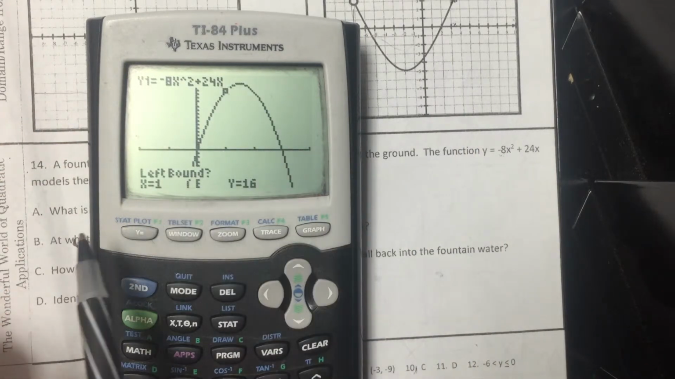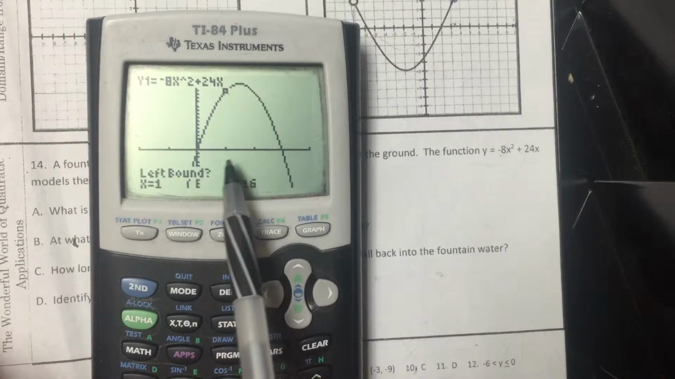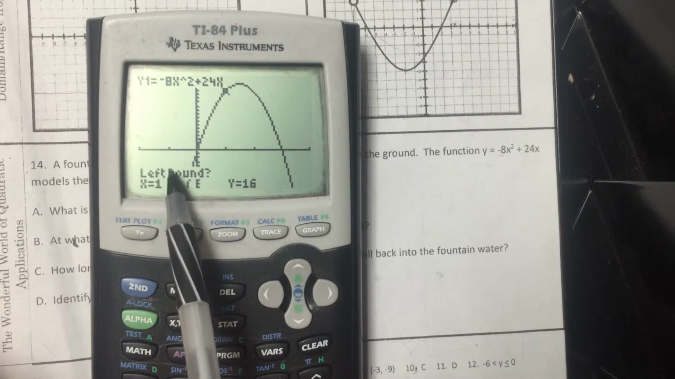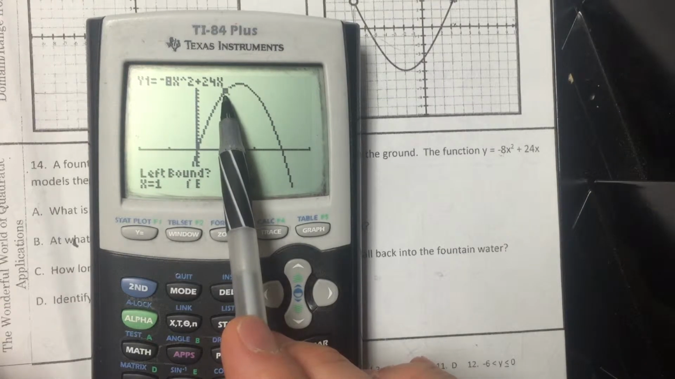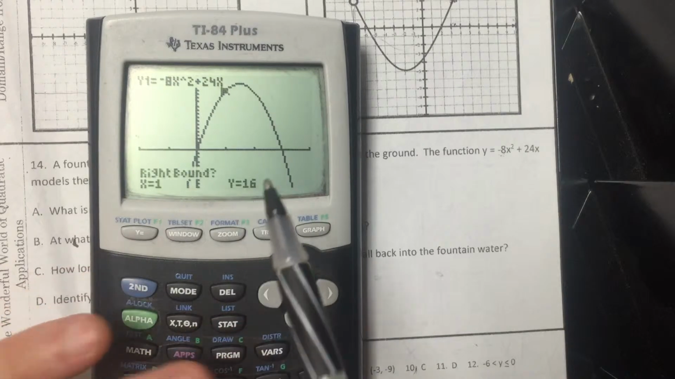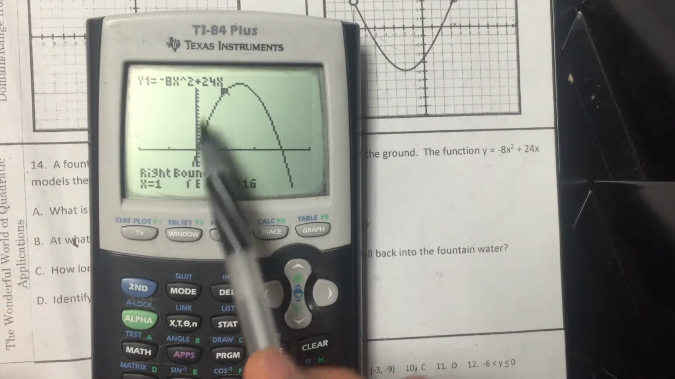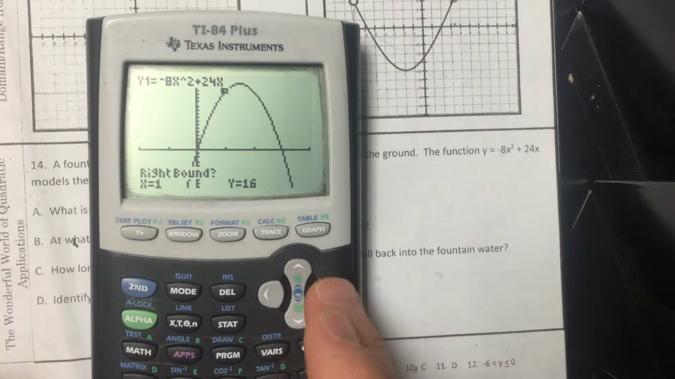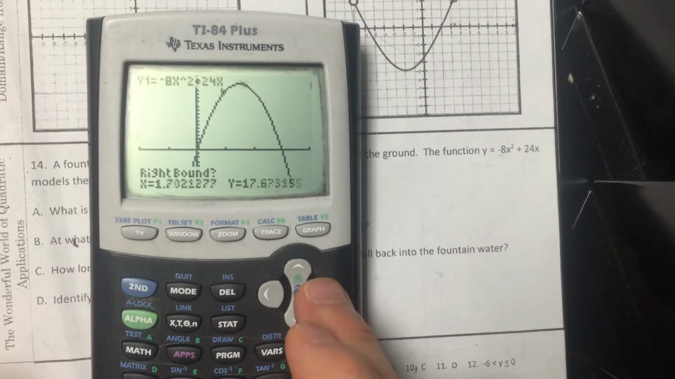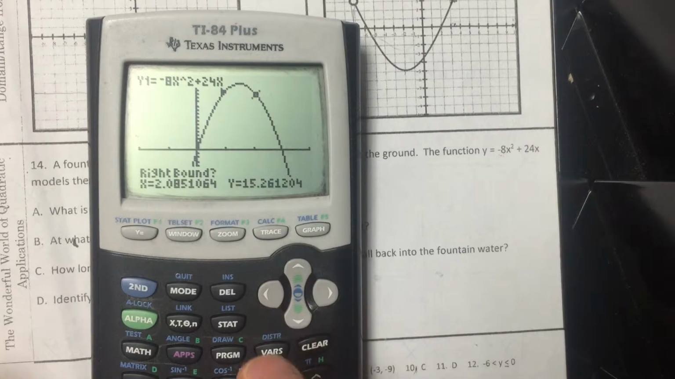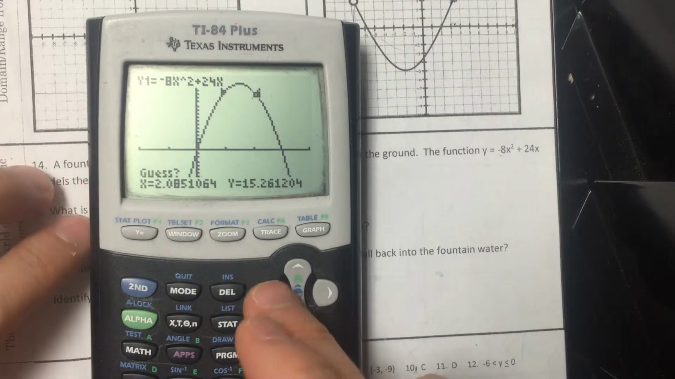Okay? What the calculator does is ask you 3 questions. It says left bound. It says, can you get the blinker to the left of it? Which it's already there, so I push enter. Then it says right bound. Can you get the blinker to the right of it? Yes, I can. Using the right arrow, I go a little bit to the right of the vertex. Then I push enter. And it says, can you guess?